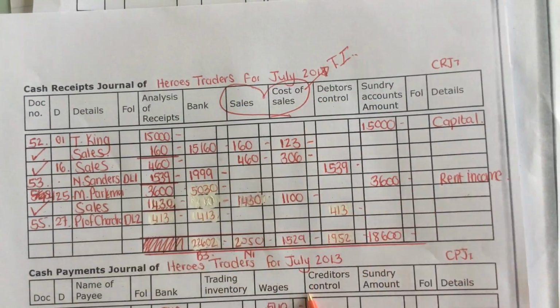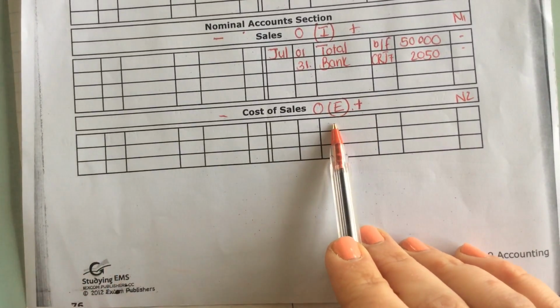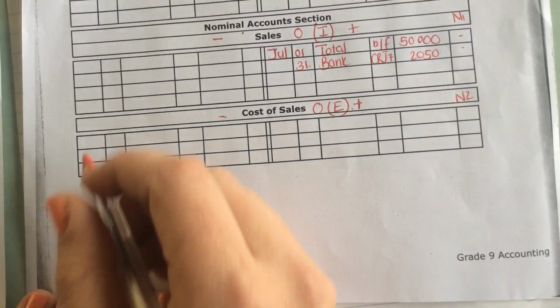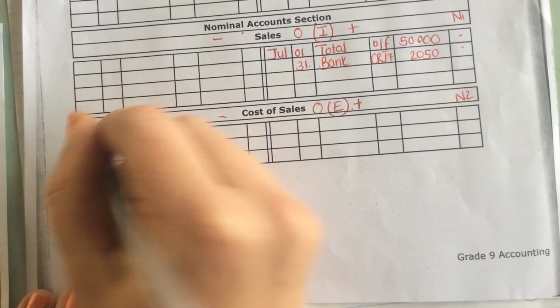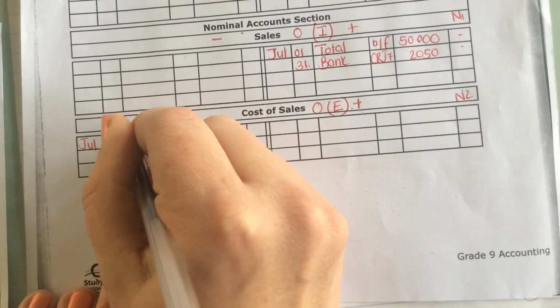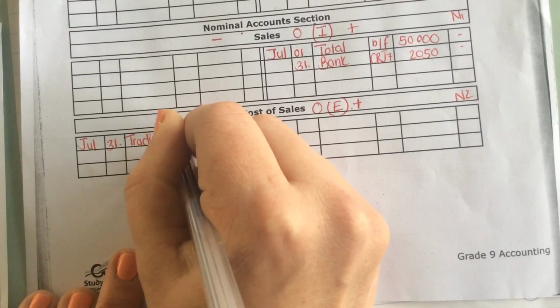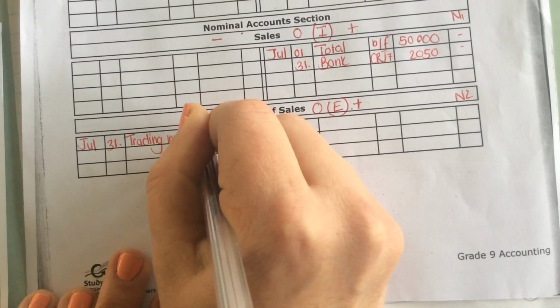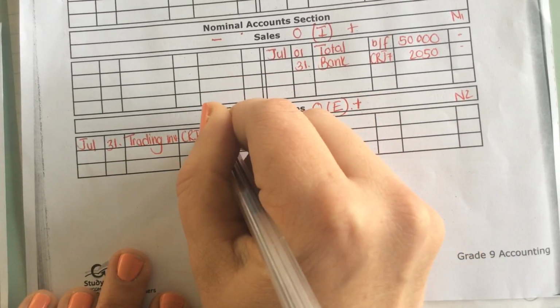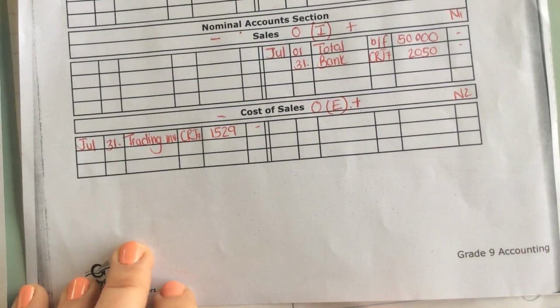Okay, go to your cost of sales account. Cost of sales is an expense. What does an expense do to owner's equity? Decreases, so you write on the debit side, July the 31st. In details you can't write bank because it doesn't go with bank, so you write trading inventory, CRJ7 and the amount is 1,529. Okay, that's not the only place you posted it.